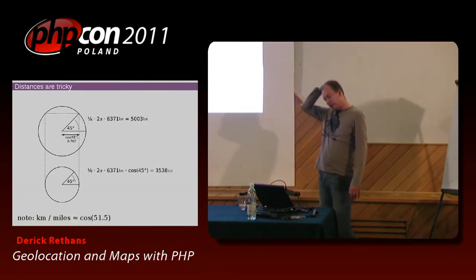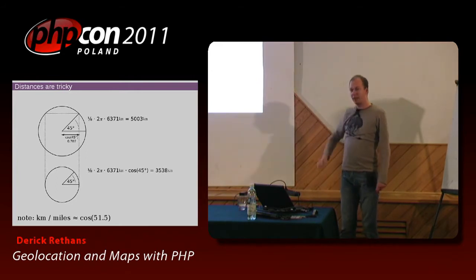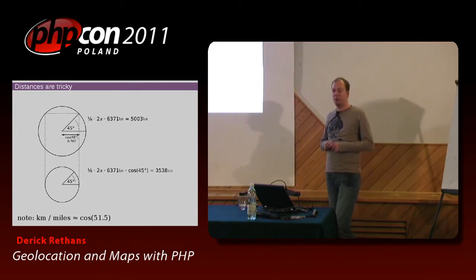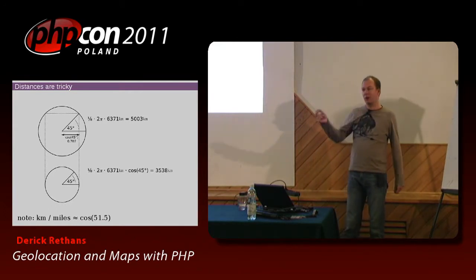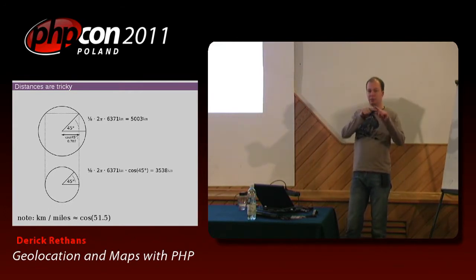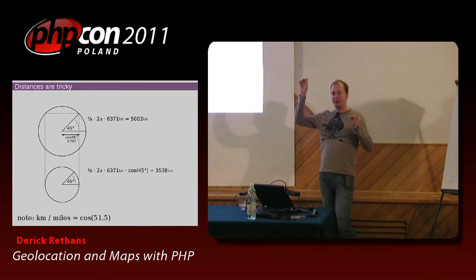Now, I already mentioned that it is tricky to do distances on a map, because it's very easy to calculate the distance in degrees, right? Because you have two different points. And calculating the distance between points, you do with something called Pythagoras. I'm sure you guys have heard of Pythagoras.